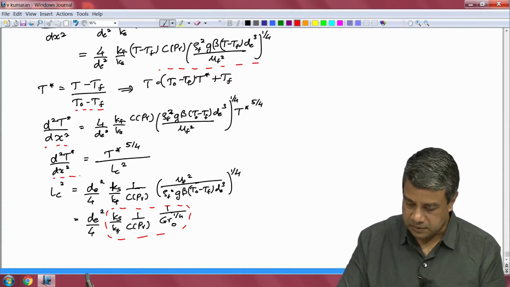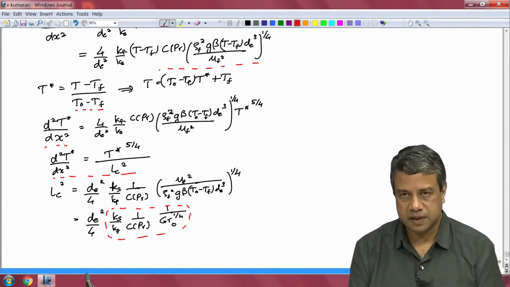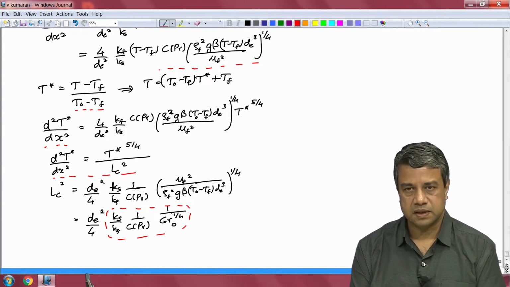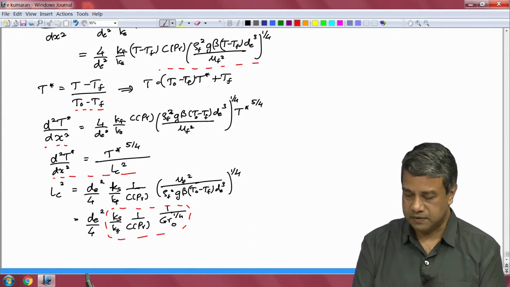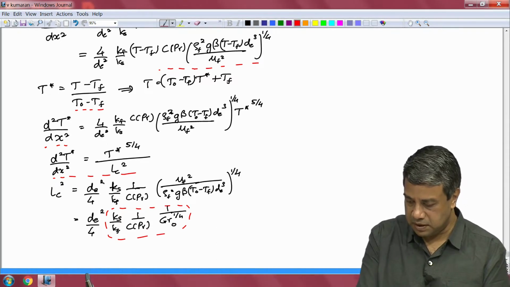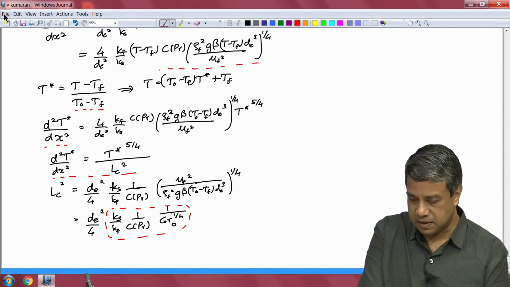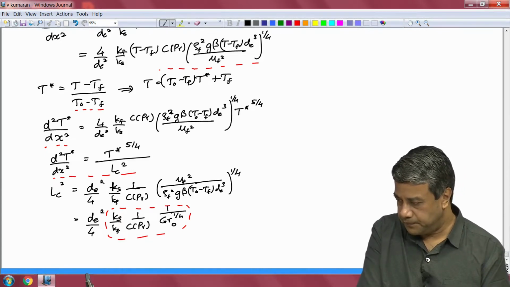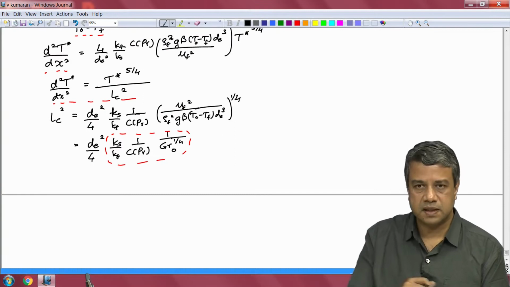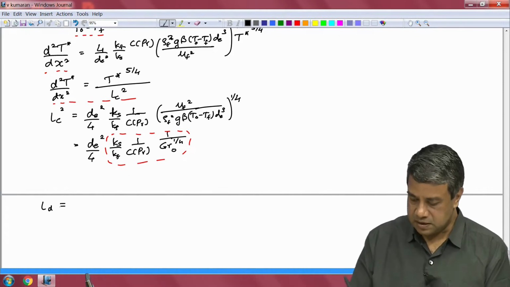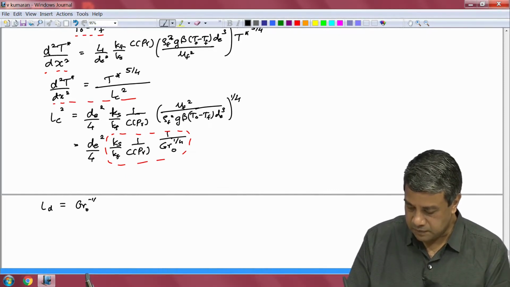And based on that I got an equation for T star power 5 by 4 by L c square, where L c square is given by this value. L c square, the distance square, is given by Ks by Kf into 1 by Grashof number power 1/4, times 1 over Cpr times the characteristic diameter square, equivalent diameter square. So, therefore, this is the characteristic length. What is the diffusion length in this case? The diffusion length is Gr naught power minus 1/4 times dE.